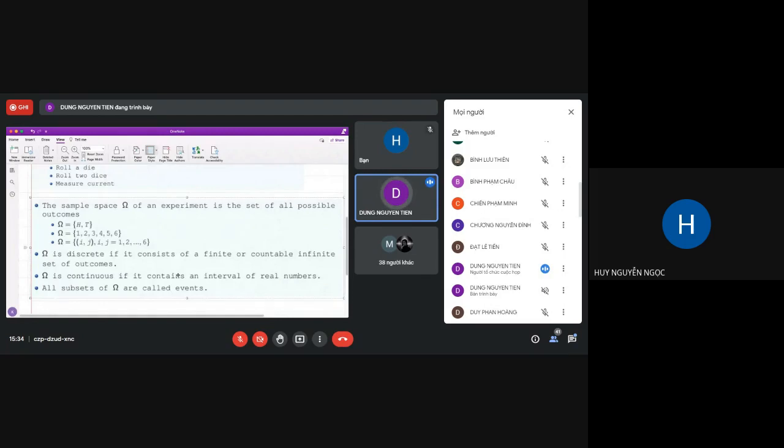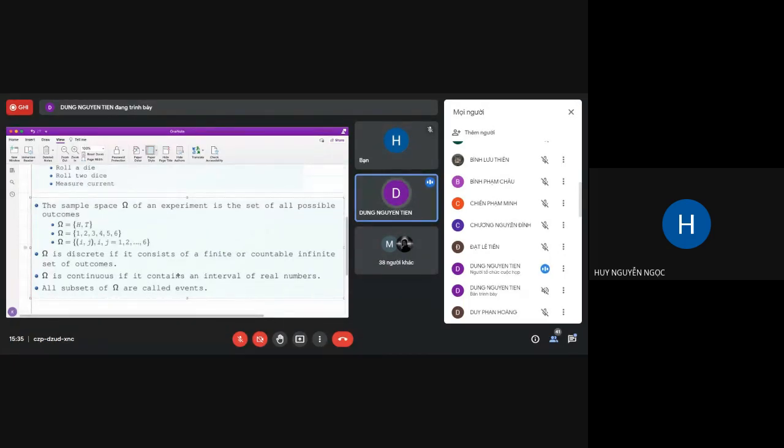If you can count the elements in the sample spaces, you call them discrete sample spaces. It means that if a sample space consists of a finite or countably infinite set of outcomes, you call it a discrete sample space. Otherwise, if it contains an interval of real numbers, then the sample space is called a continuous sample space. Okay, so there are two kinds of sample spaces that you want to learn.